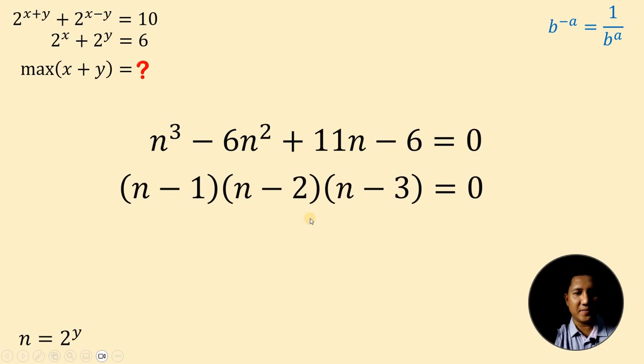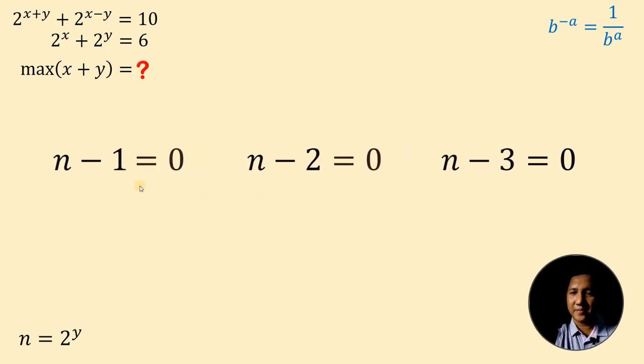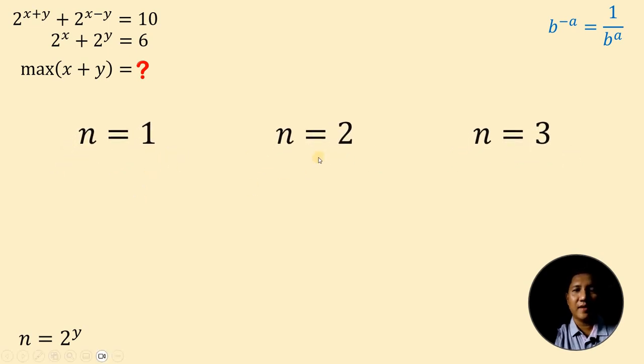And now, let's continue. Let's focus on this factored form. Since it is equal to 0, we can say that at least one of them must be equal to 0. So we can say that n minus 1 equals 0, n minus 2 equals 0, or n minus 3 equals 0. Now, let's solve for the value of n in these 3 equations. On the first one, if we add 1 on both sides, we get n equals 1. On the second equation, if we add 2 on both sides, we get 2. On the third equation, if we add 3 on both sides, we get n equals 3.